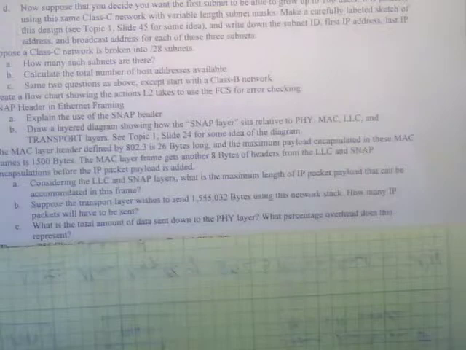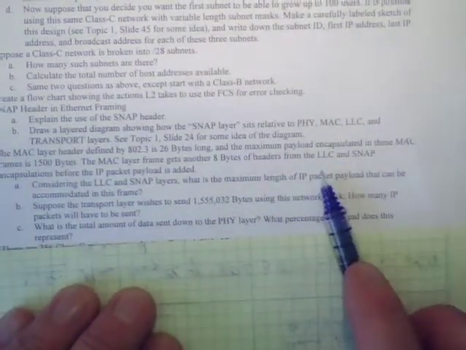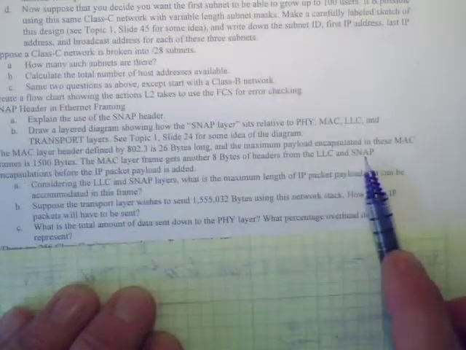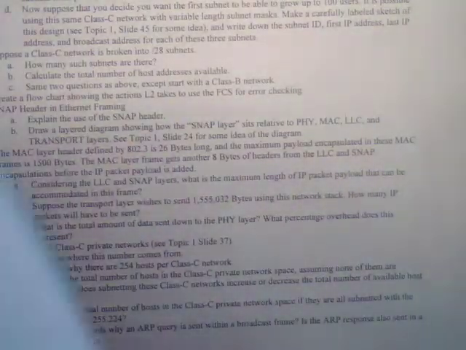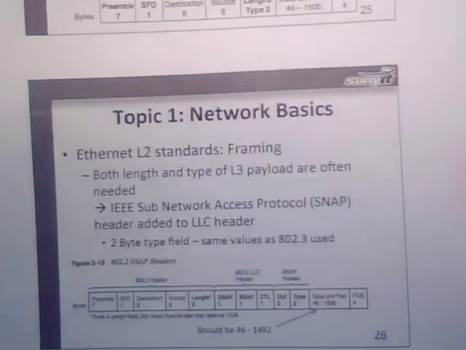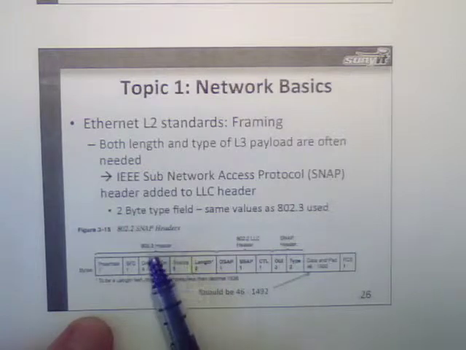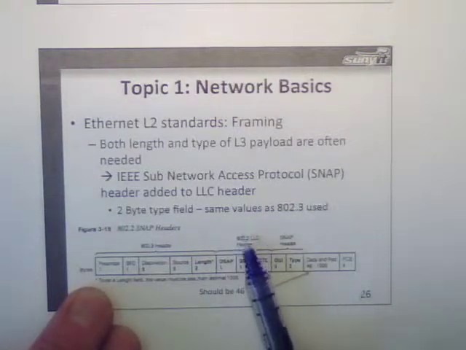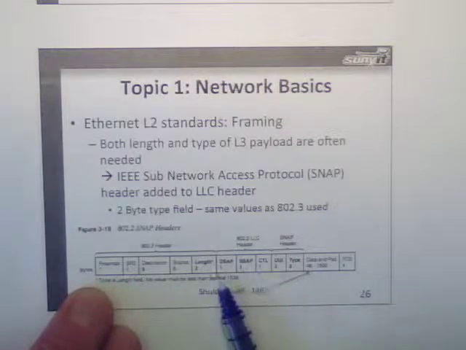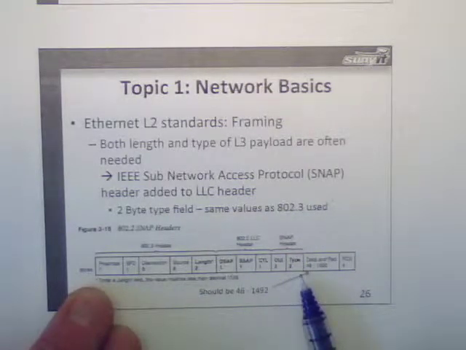And so in this problem we're asked to consider the use of the snap header, and the very next slide in the lectures talked about that and showed you this picture of the 802.3 header, which was 22 bytes long, then the LLC header, which was 3 bytes long, and finally the snap header, which is another 5 bytes long.